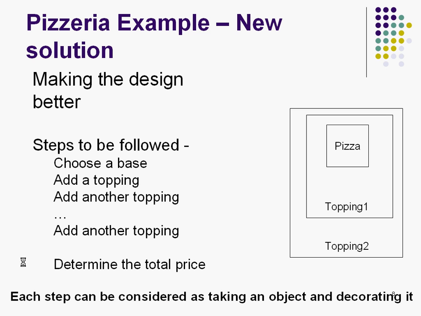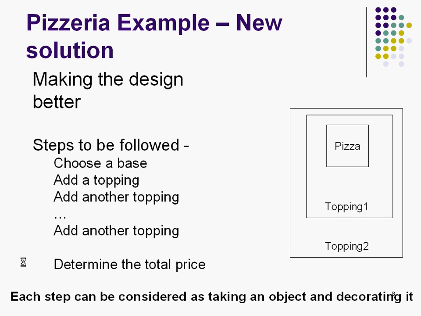So if we have some design which can do this in stepwise fashion, and it keeps on decorating a previous one. So these are the steps. If we choose a particular base, we add one topping, and if the customer wants, we can keep on adding any number of toppings. And at the end of it, we decide about the price, and how we decide on the price, that we will explain later.